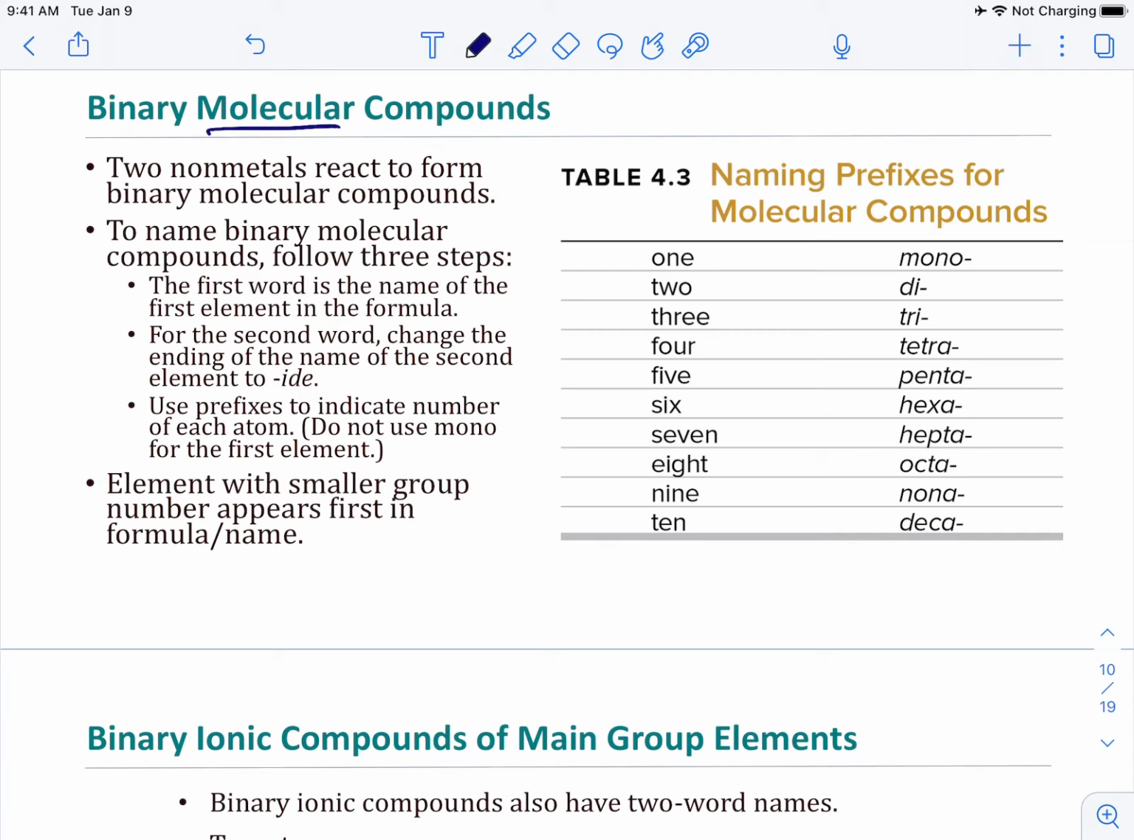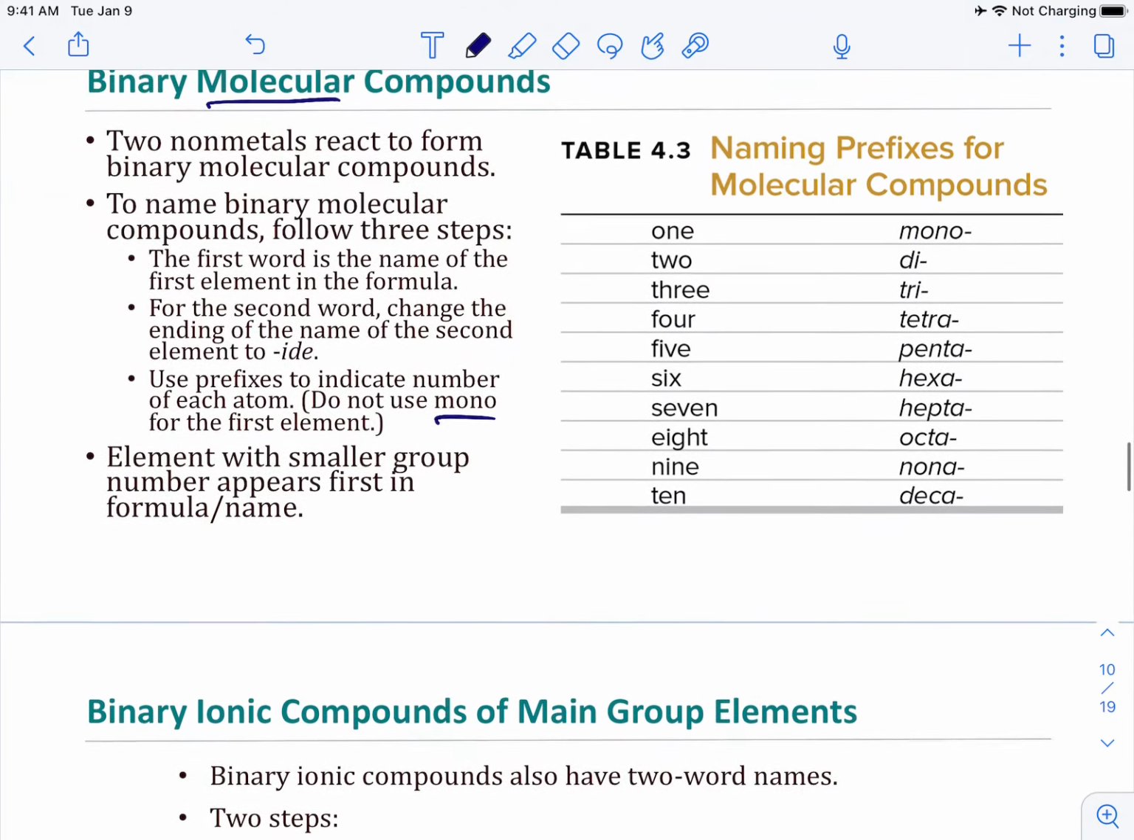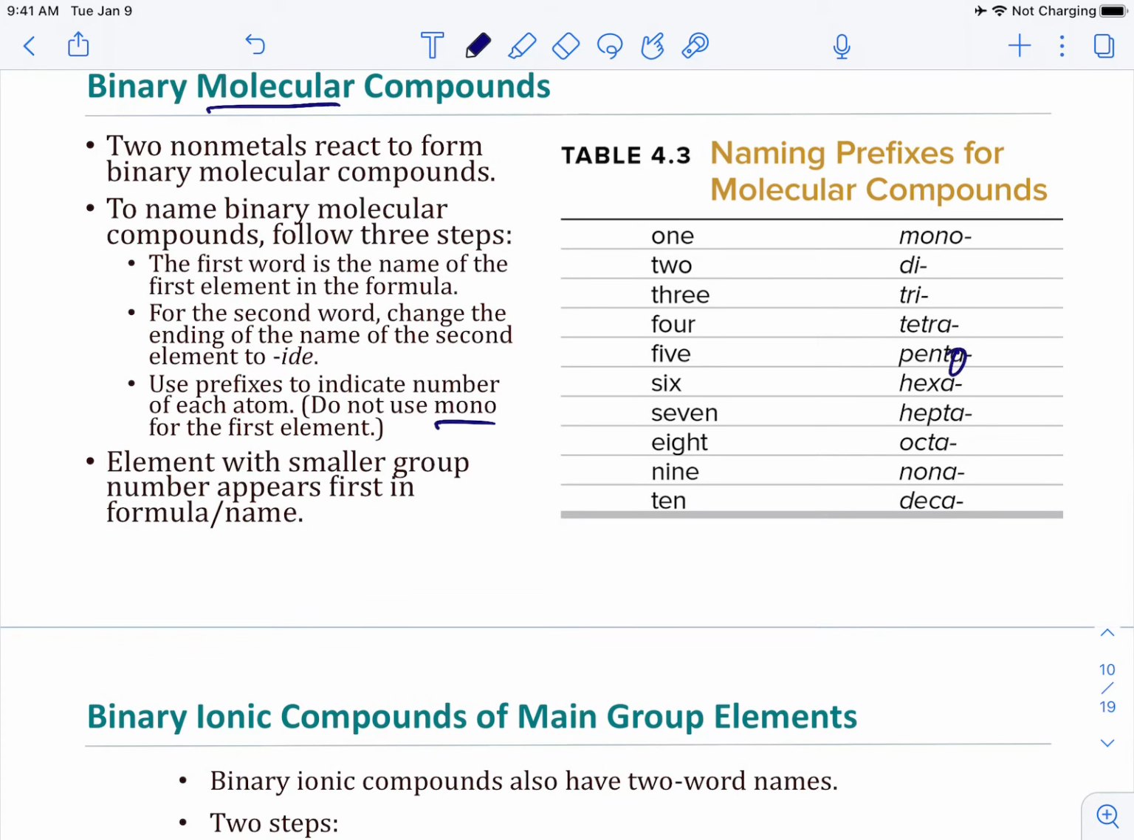You never use mono for the first element. We just drop it. And sometimes we drop a vowel if there are two vowels together. It's multiple choice, so you're not going to have to worry about that, just so you realize it. And you just combine the two. That's all. So it becomes pretty straightforward. Carbon dioxide, dinitrogen pentoxide. That's where you would drop the A. Instead of saying pentaoxide, you say pentoxide.